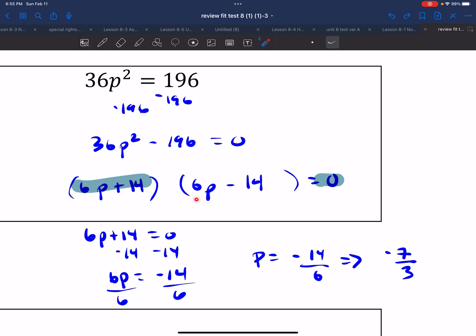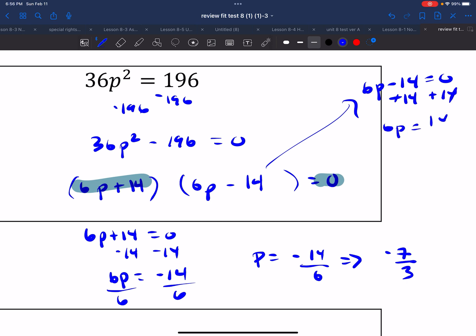When you're taking 6p minus 14 equals 0, let's do that right now. 6p minus 14 equals 0. Add 14 to both sides, so 6p is equal to 14. Divide both sides by 6, so p is equal to 7/3. You have two answers here, where one of them is positive and one of them is negative. So that's your answer.